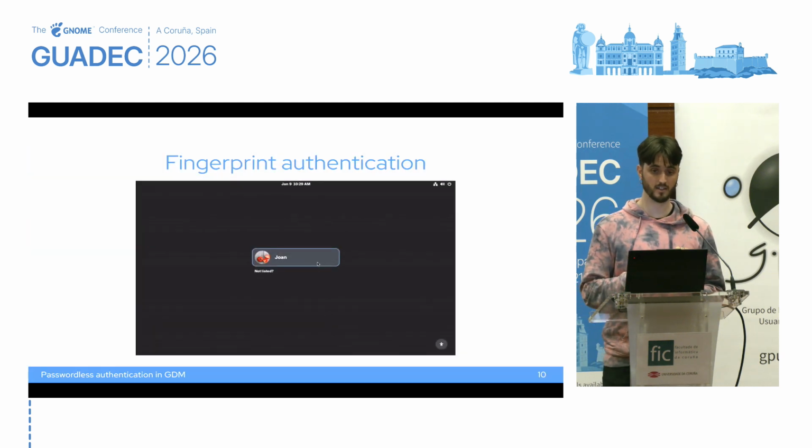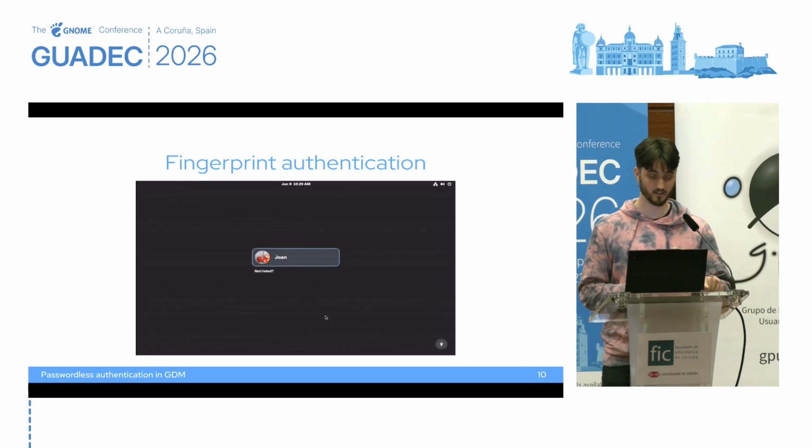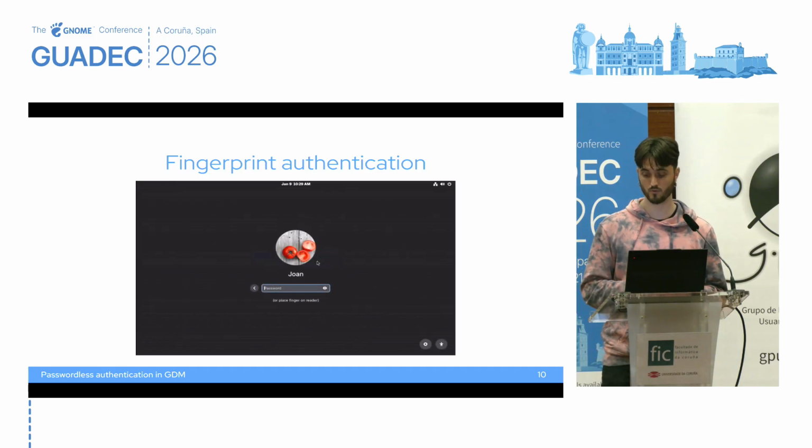And also, GDM supports fingerprint authentication. The same thing: you enable fingerprint authentication in GDM settings and enroll a fingerprint with a user, and then you will see this text here that says, place your finger on the reader, and then you will be able to authenticate.